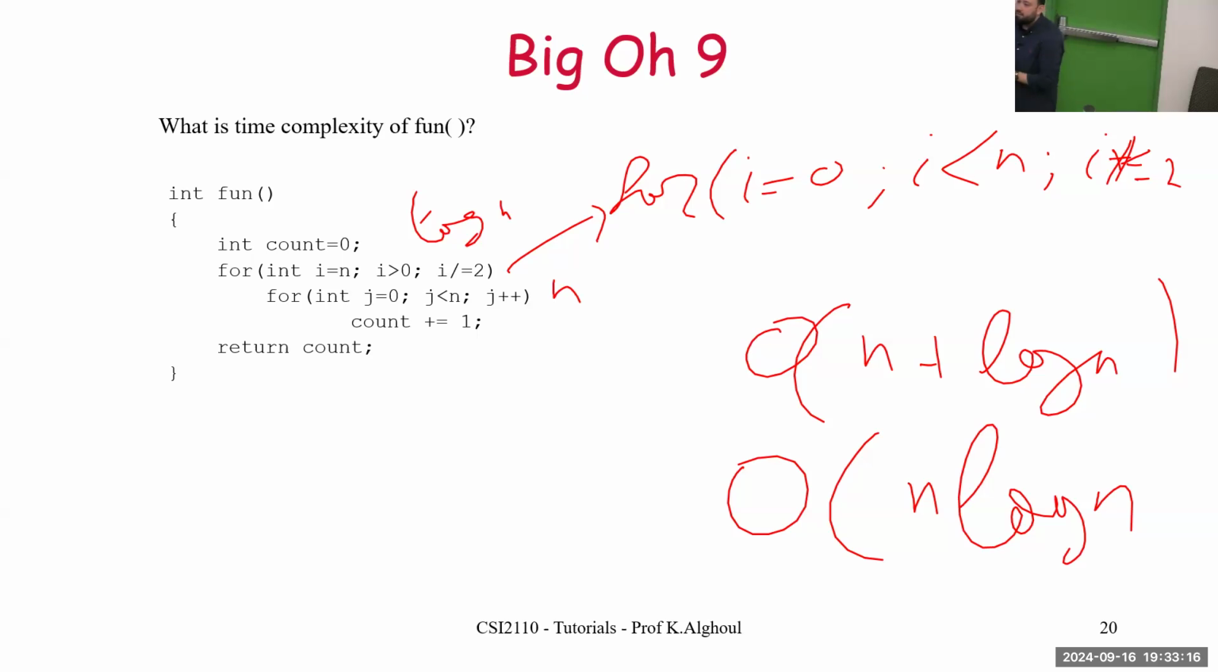Now this is clear. What if I give you something that has 4 nested loops? There's many complicated things. It's better to divide it slowly. Okay, breaking it down. So is it clear now?